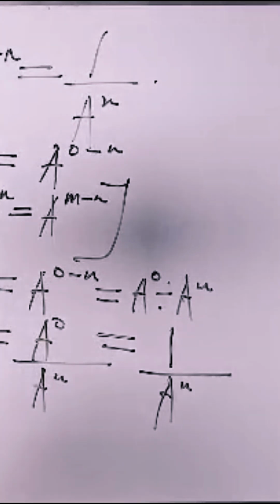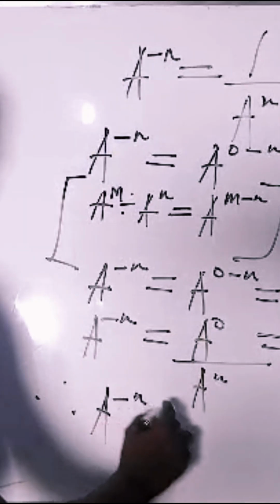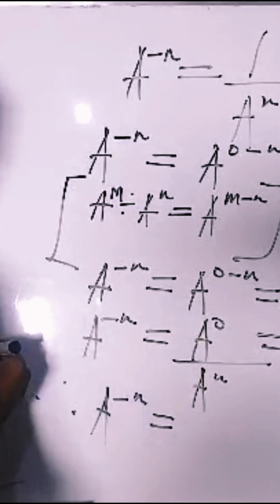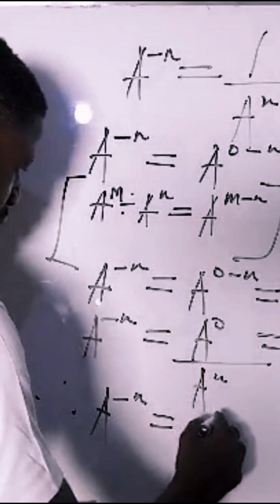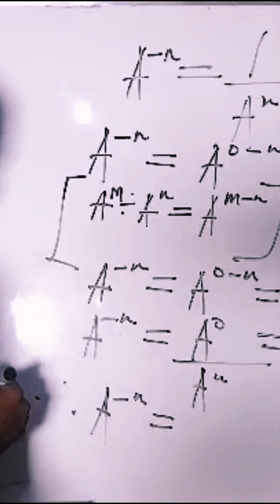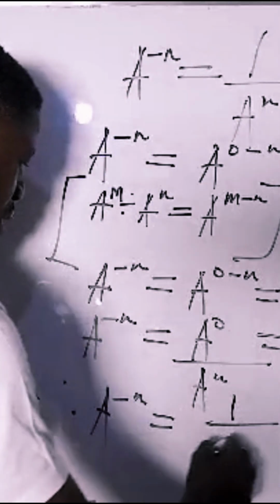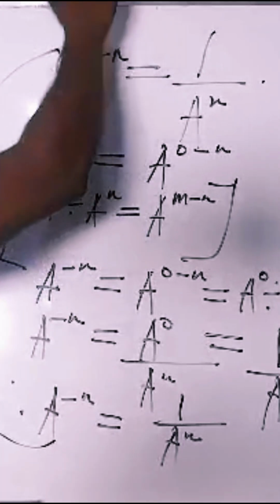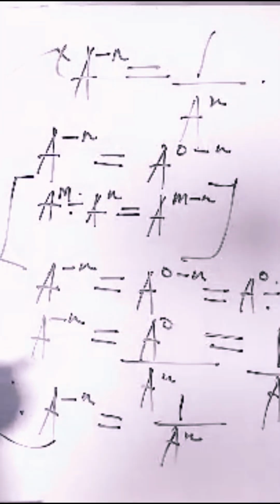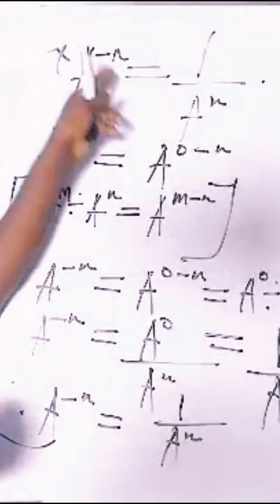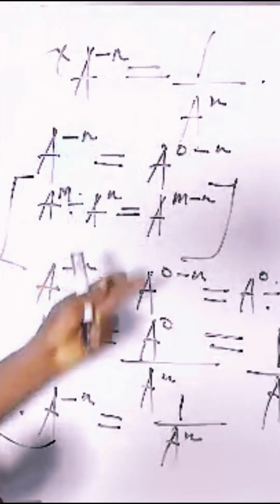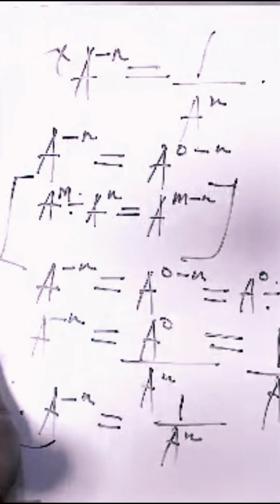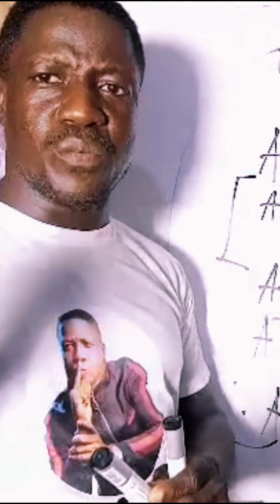Finally, we can therefore conclusively conclude that a raised to power minus n is equal to 1 all over a raised to power n, which corresponds or conforms with the fifth law of indices, that says a raised to power minus n is equal to 1 all over a raised to power n. This is the derivation of the fifth law of indices.